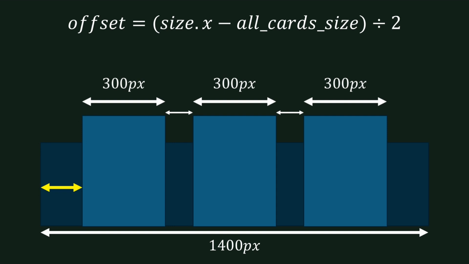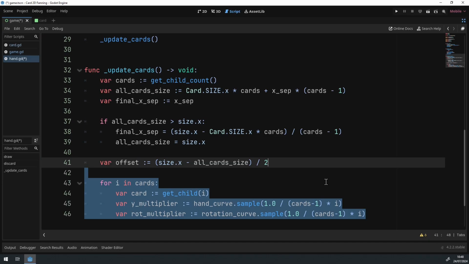No, the offset will always be 0 here because the hand's width and the combined width are the same value in this case. With the offset done, we can create a loop from 0 to cards minus 1. First, we grab the current card child and store it in a variable. Then we sample the curve based on the position of the current card. Sampling the curve means grabbing the y-axis value based on the x position.